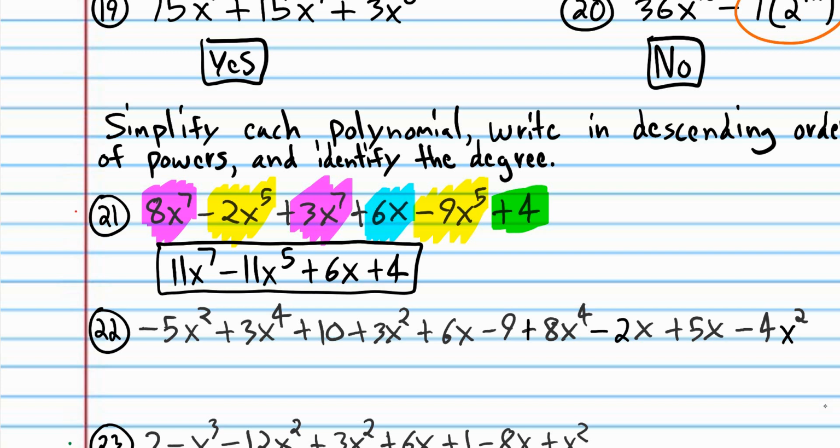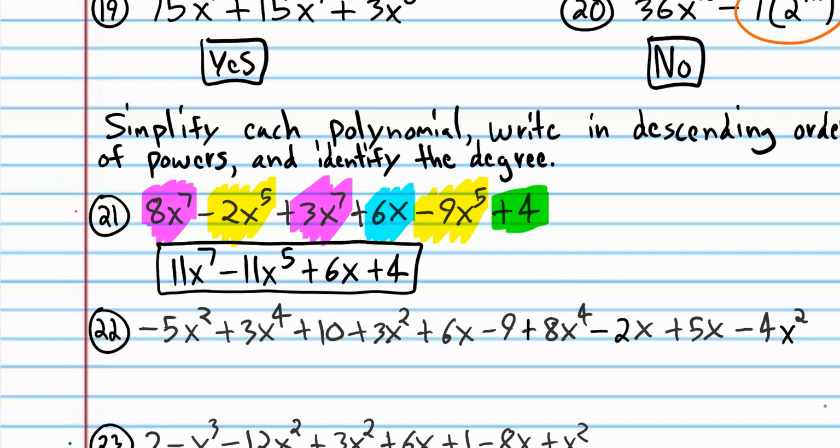And we wrote in descending order of powers. You see these exponents? See how the exponents are going down? 7, 5, 1, 0. This is called a 0 power term because 4 can be written as 4x to the 0. X to the 0 is 1. I know that's kind of confusing.